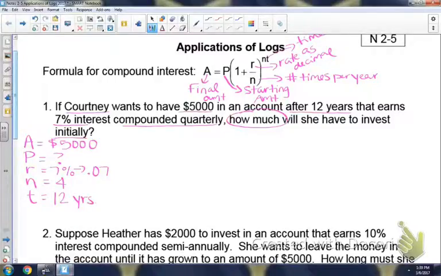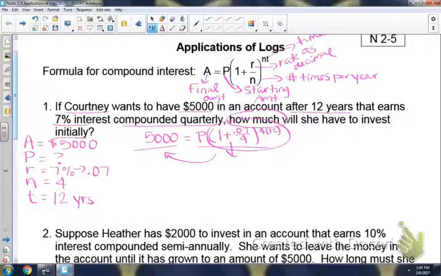Okay, so we're going to plug in. So I know A is 5,000, and we're looking for P. The rate is 0.07 over 4, and 4 times 12. Okay, so we're trying to solve for P, which means I need to get rid of all of this. So I would have to divide that. Instead of rewriting, I'm just going to draw some arrows, so I'm going to need to divide it.